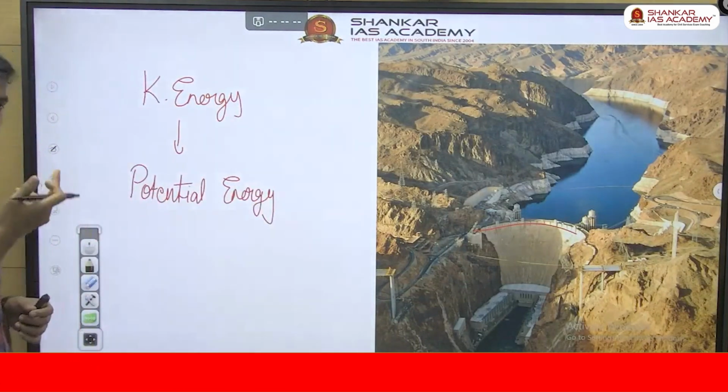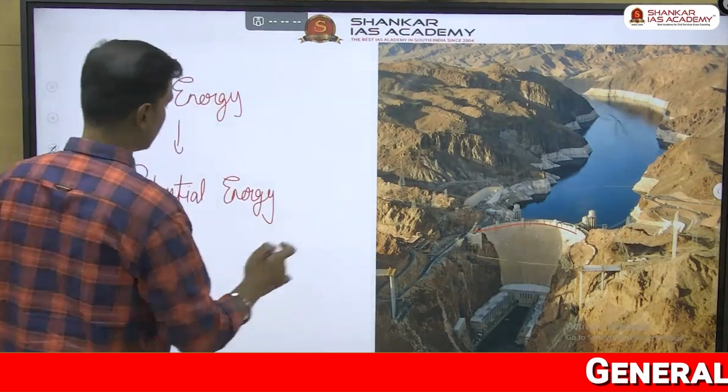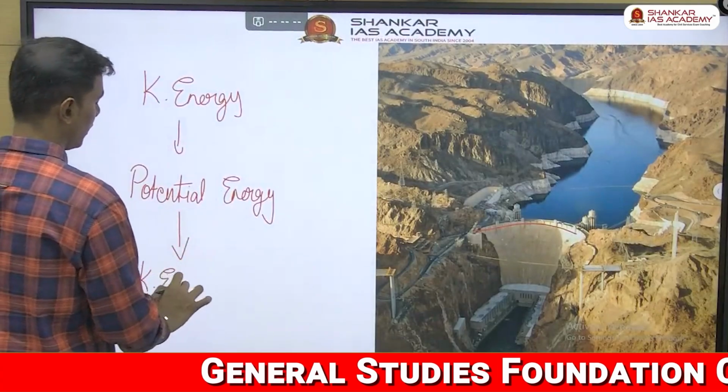So initially the river was moving. Now you have stored it in the form of potential energy. Again, when you open the sluice gates, what happens? It starts moving. When it starts moving, it is again converted into kinetic energy.